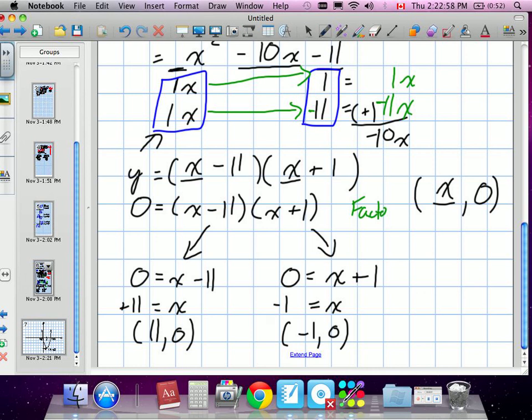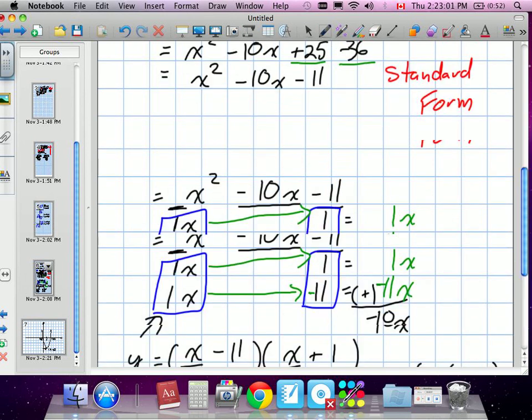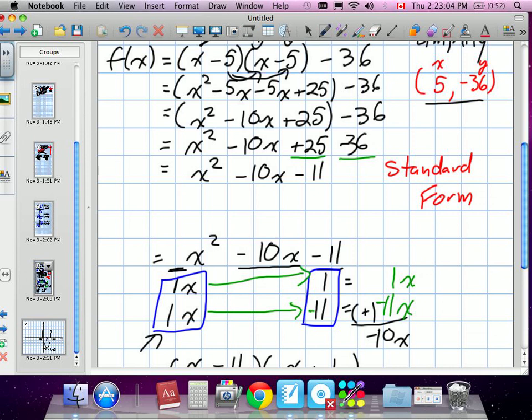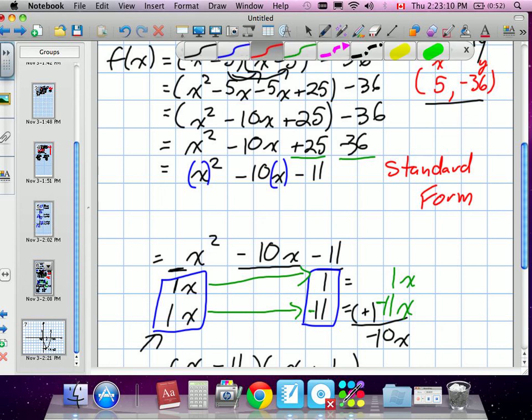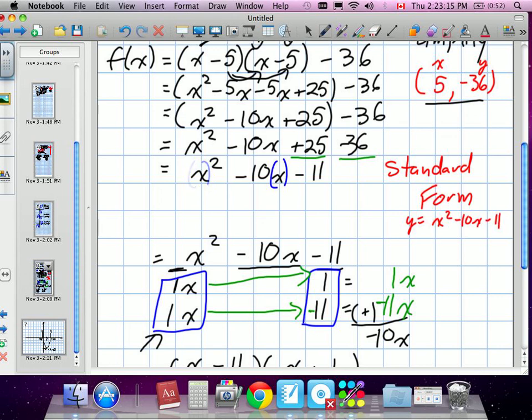When we're in standard form, to find a y-intercept, we need our x values to be 0. So I'm going to do it in red on the side. Y is equal to x squared minus 10x minus 11. To find a y-intercept, our x value is 0, and we're looking for the y. So when we plug in 0 for our x's, we're going to get 0 squared minus 10 times 0 minus 11. What's going to happen to those zeros? They're all going to cancel out. We know that y is equal to negative 11. So standard form is the easiest way to find a y-intercept.